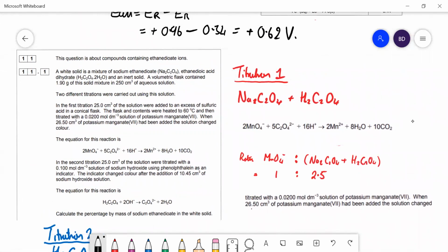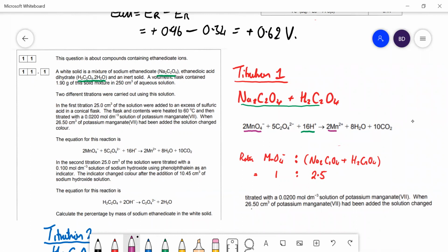Right. Okay, what we've got here is a mixture of ethanedioate and ethanedioic acid. You're going to carry out 2 titrations of this. The first one, you add some sulfuric acid. The reason why you do that, this is the equation for the first one. You add excess sulfuric acid, put these 2 in a conical flask, and you titrate in your purple manganate until the end point.